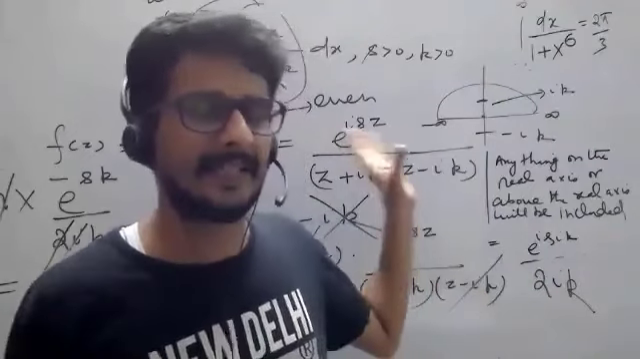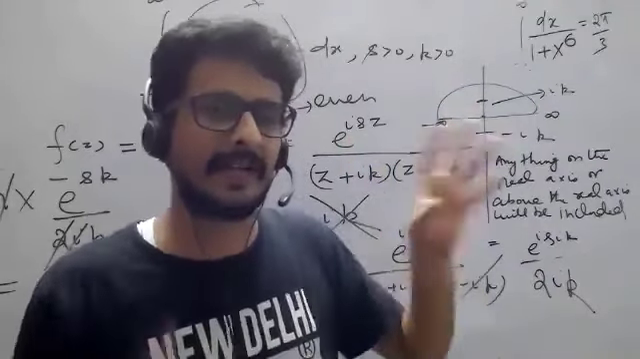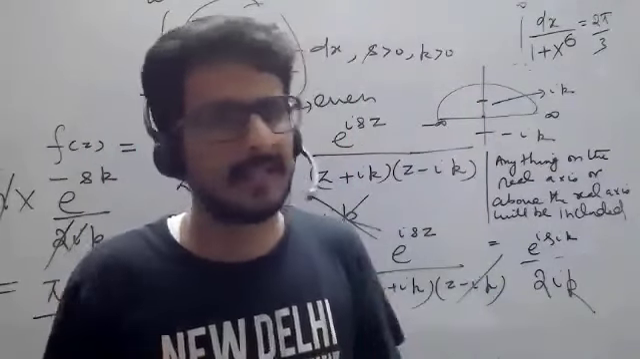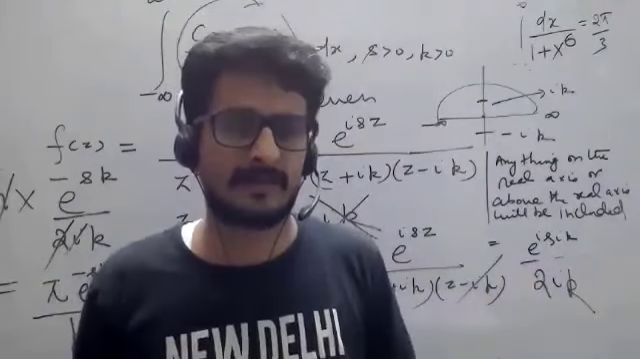And the second one, minus infinity to plus infinity, where f(x) is an even function, that we have handled. If it is odd, then the answer is 0. Need not do that.